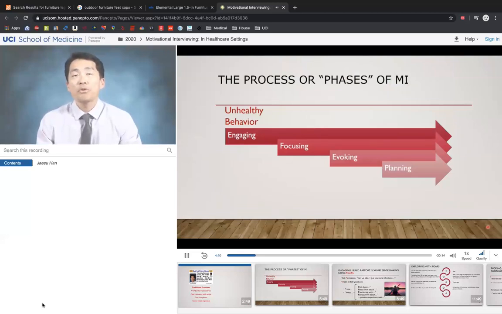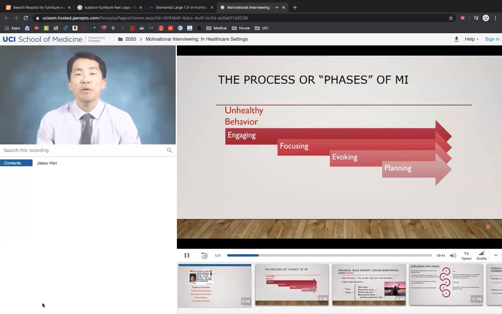So how do we do MI? Well, you could see here there's what we call these four processes, or sometimes also called the phases of motivational interviewing. And it begins with the process of engaging. During this process of engaging, we will identify an unhealthy behavior. That might come from chart review, or it may come from the initial conversations with our patient. The goal here is to really understand where that behavior is coming from and to build rapport.